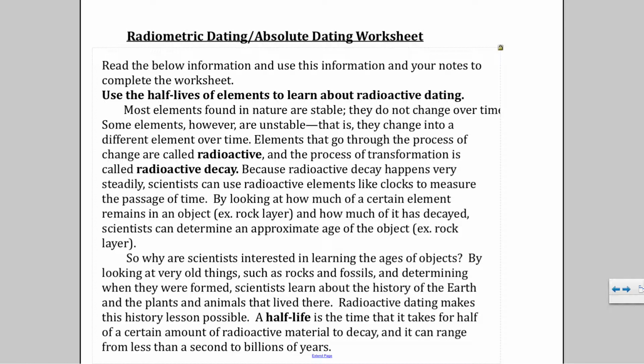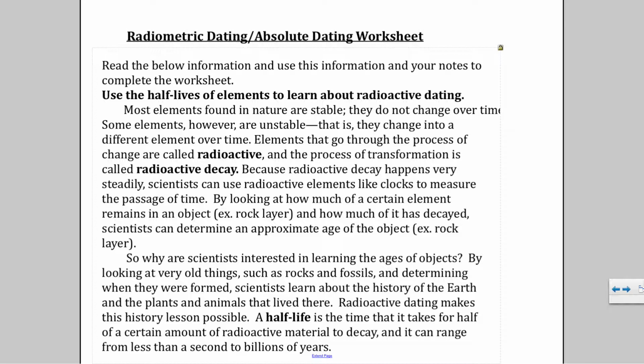What is it, Drika, that we're looking at to decay? Well, stable means that it hasn't decayed. Unstable means that it has decayed. But what is it that we are looking at? We're not looking at rocks and fossils to decay. We're looking at index fossils, where this process happens. But what are we looking at? The element that is located in the index fossils. We're looking at that. And we know that they decay.